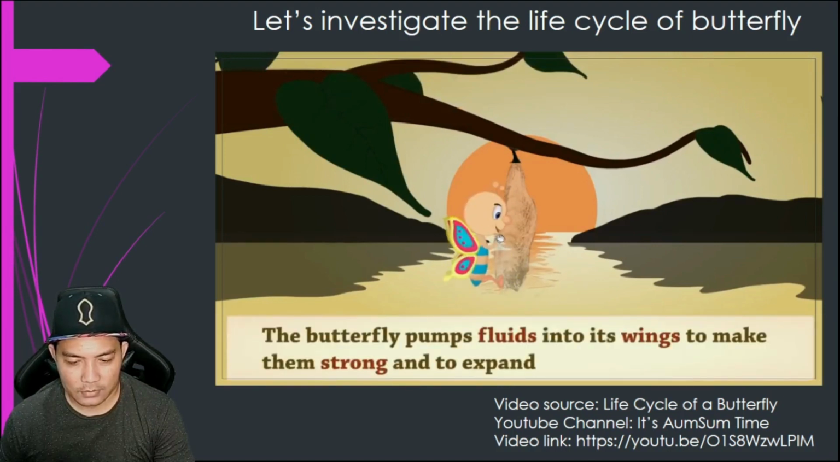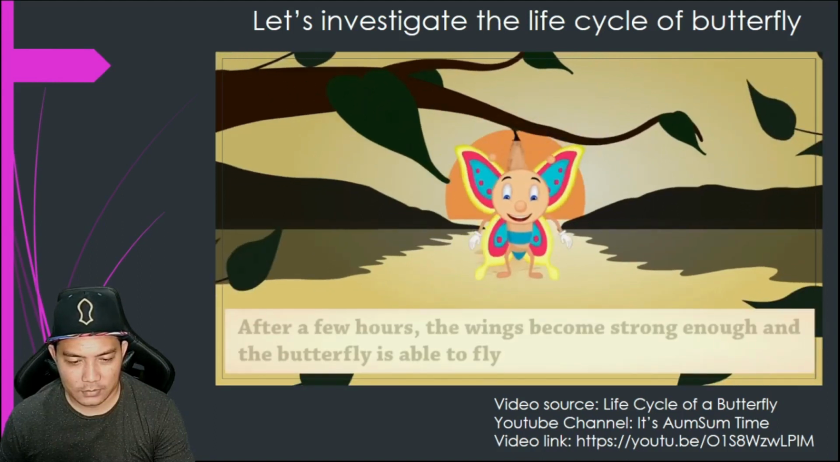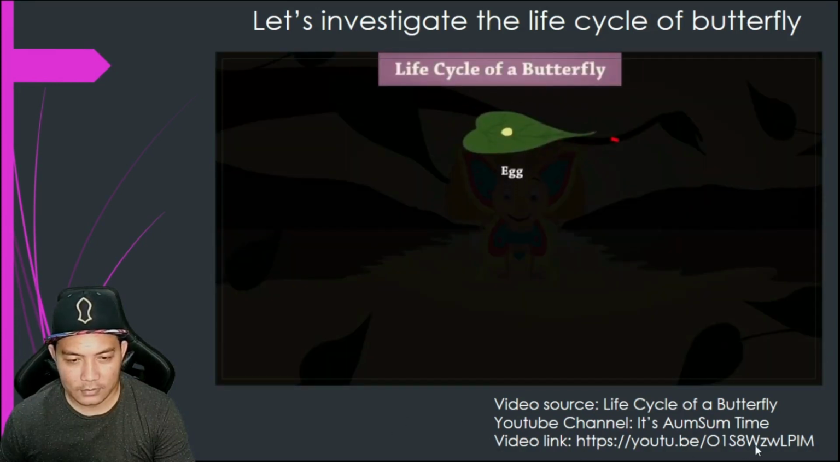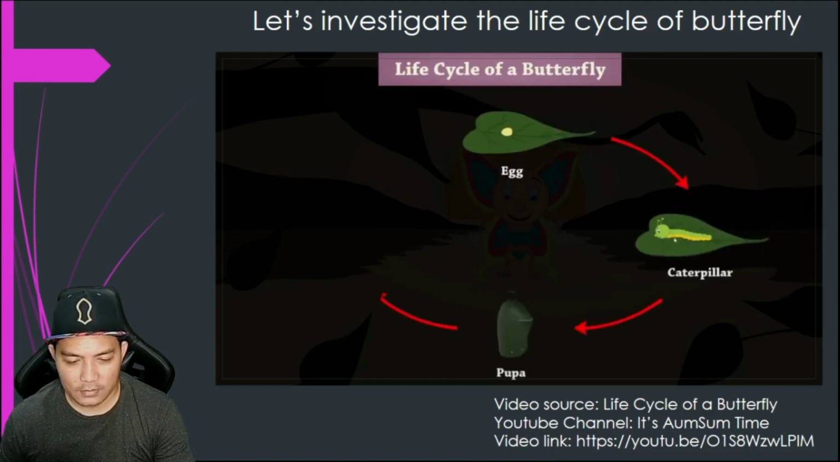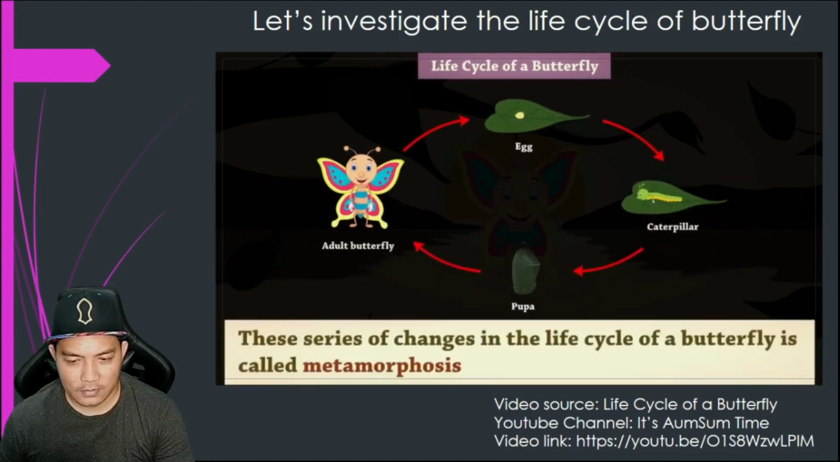The butterfly pumps fluids into its wings to make them strong and to expand. After a few hours, the wings become strong enough and the butterfly is able to fly. This series of changes in the life cycle of a butterfly is called metamorphosis.